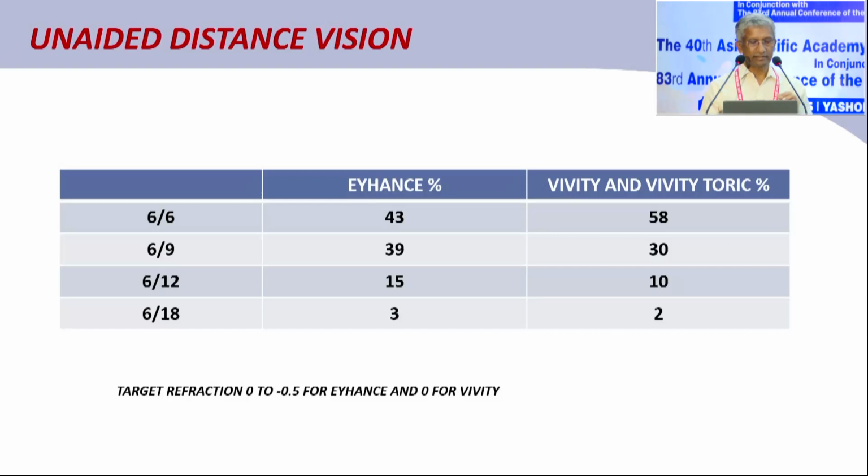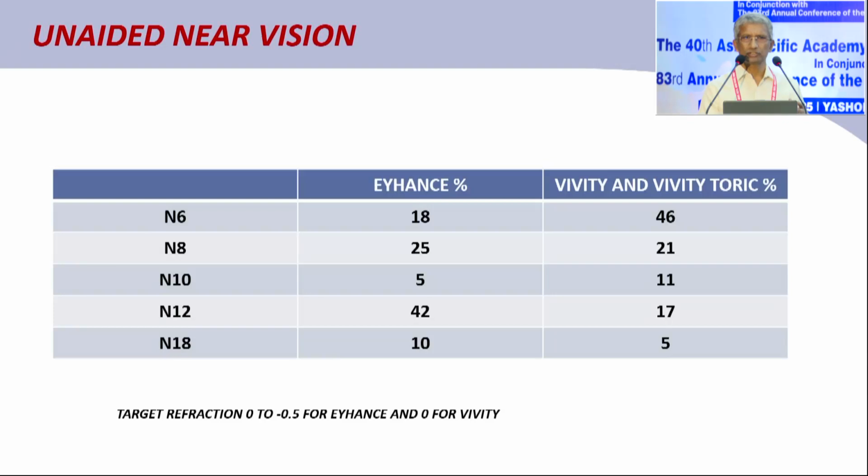The target refraction for IHANS was somewhere between 0 to 0.5, because we wanted a little more on the negative side rather than the positive side, whereas for VVT it was aimed at distance for 0 power, because that way the company recommends that there will be adequate distance and near vision. Near vision is what the patient usually feels is the success of the surgery. IHANS lenses gave us N6 vision in 18% of patients, whereas VVT and VVT toric gave 46%. So about 50% of the patients with VVT lenses were very comfortable with distance, intermediate and near. That's the advantage compared to IHANS lenses.